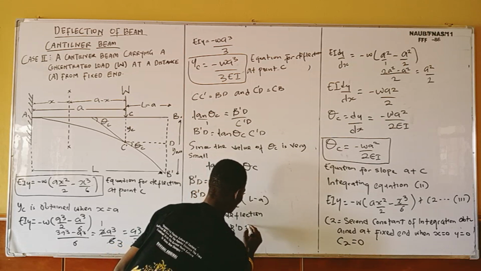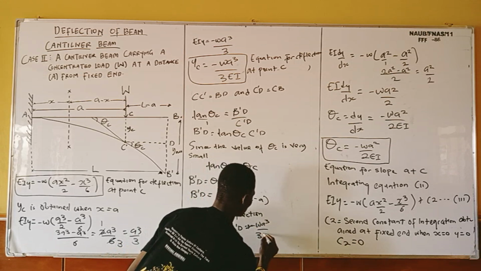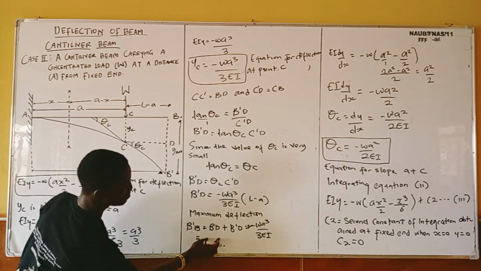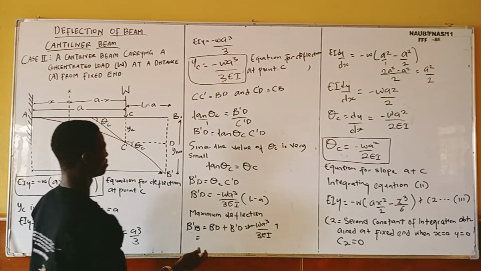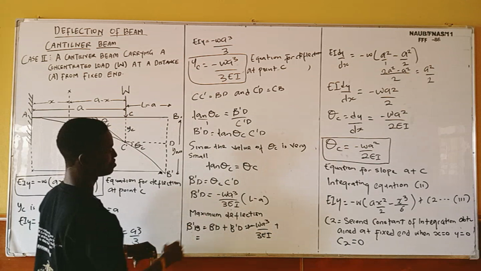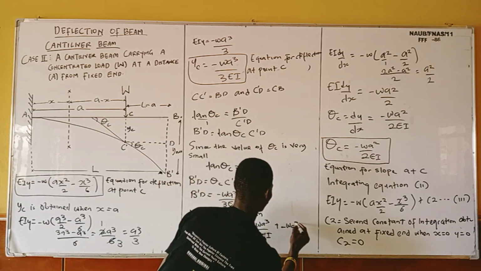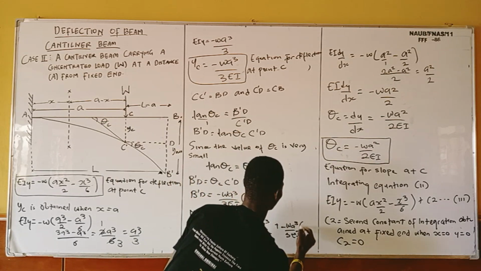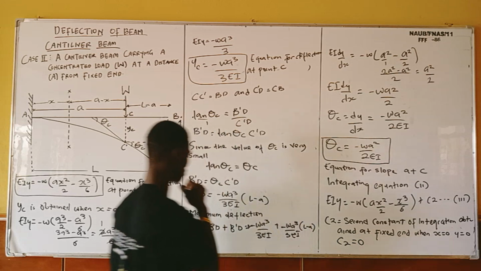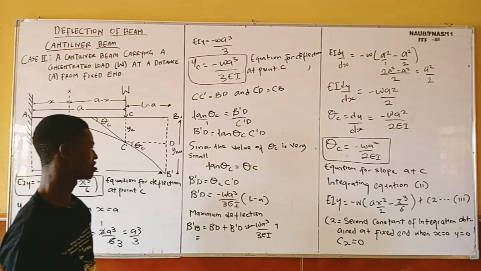Equals minus WA cube over 3EI, which is my BD, then plus B prime D. This is my B prime D, minus WA cube over 3EI, L minus A. So now, sorry guys, there is a small mistake here.